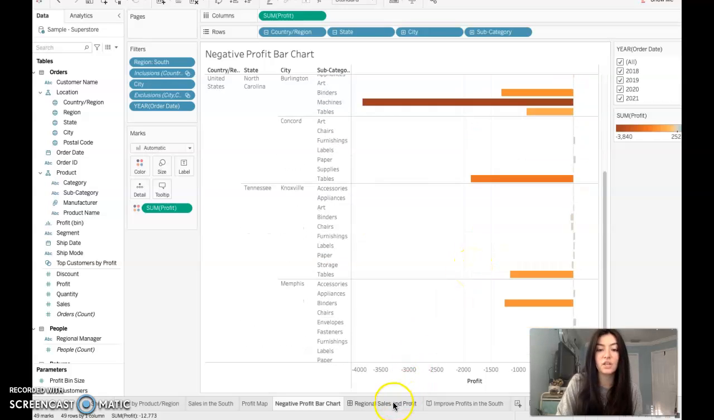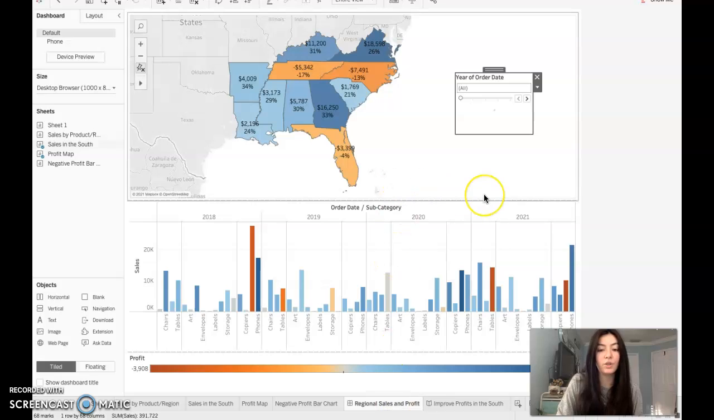And then the next visualization is this one, which is the regional sales and profits, and this is particularly talking about states in the South. So once again, the same color category is in play, where basically the darker the blue, the greater the profit, and the more orange color is going to be a loss in profit.